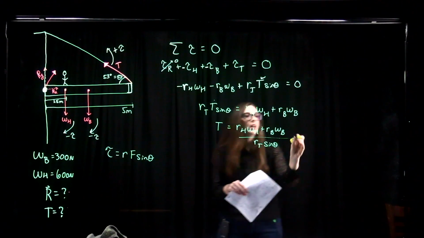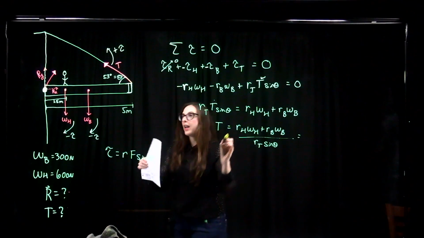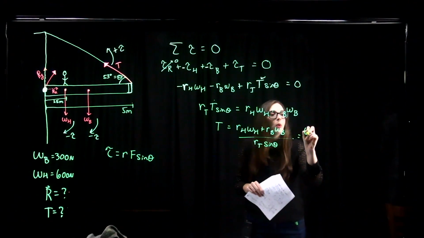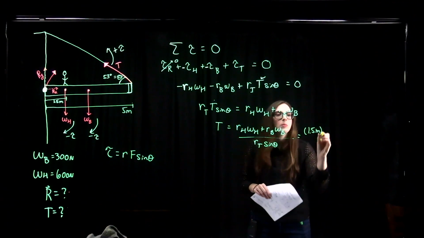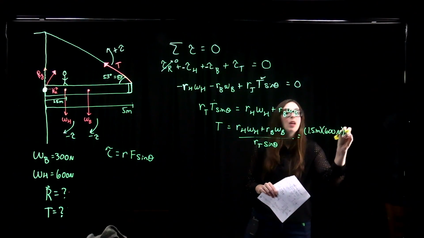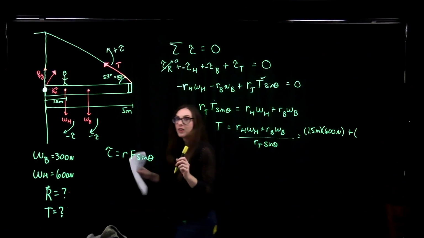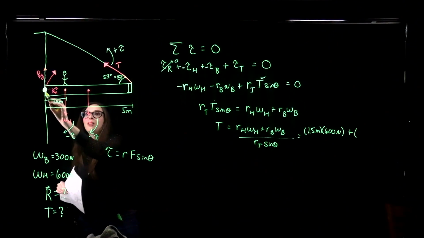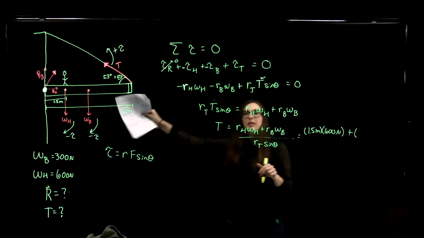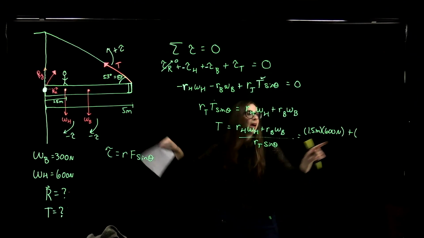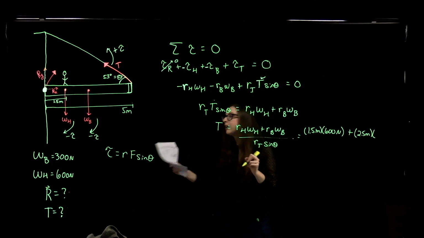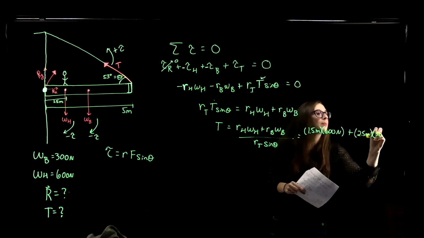Okay, so let's fill in this. Remember that RH is the distance that the human is from the pivot. And so that's going to be 1.5 meters times the weight of our human, which is 600 newtons, plus the distance that the center of gravity of our board or our beam is away from the pivot, which is going to be centered at half its length. The whole length of the beam is 5 meters, so half the length is going to be 2.5 meters times the weight of my board, 300 newtons.